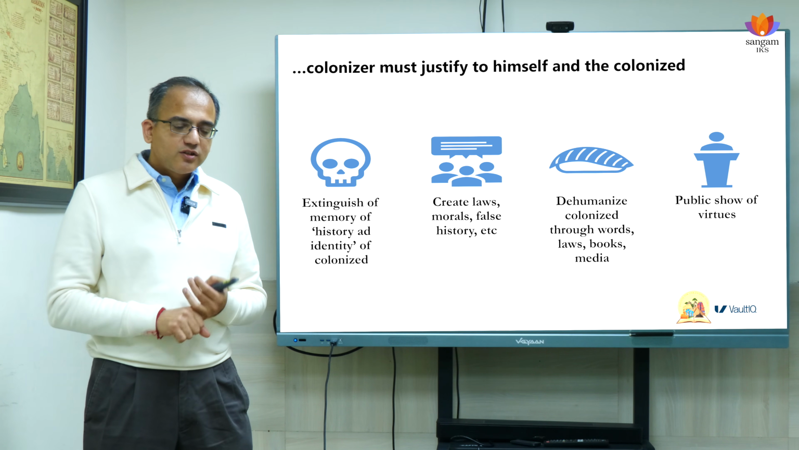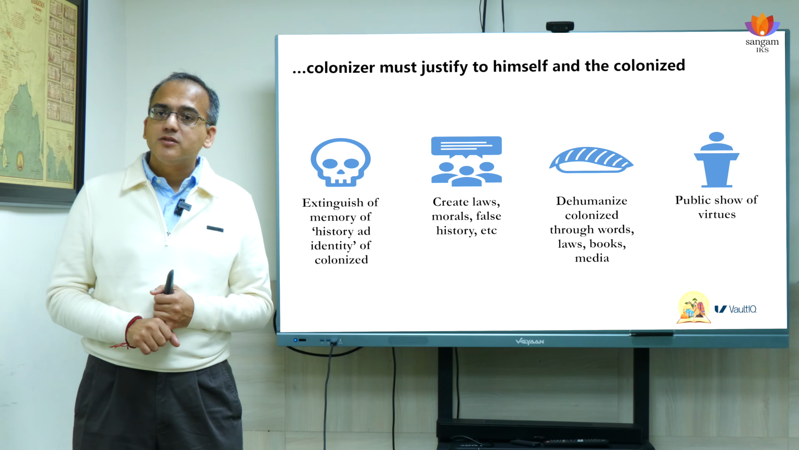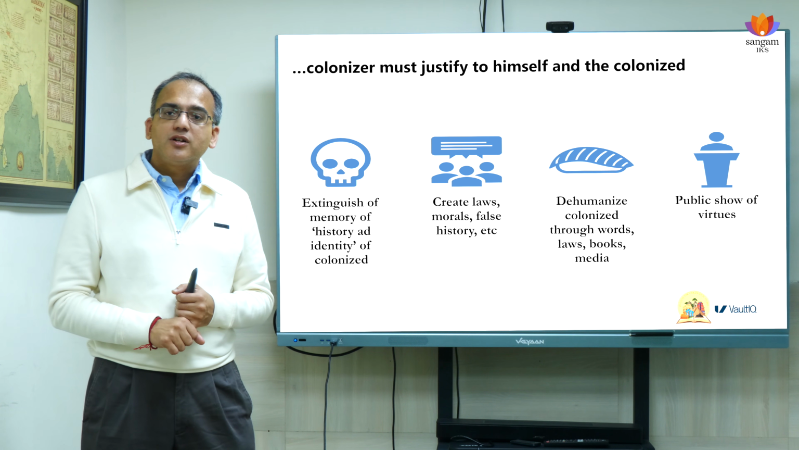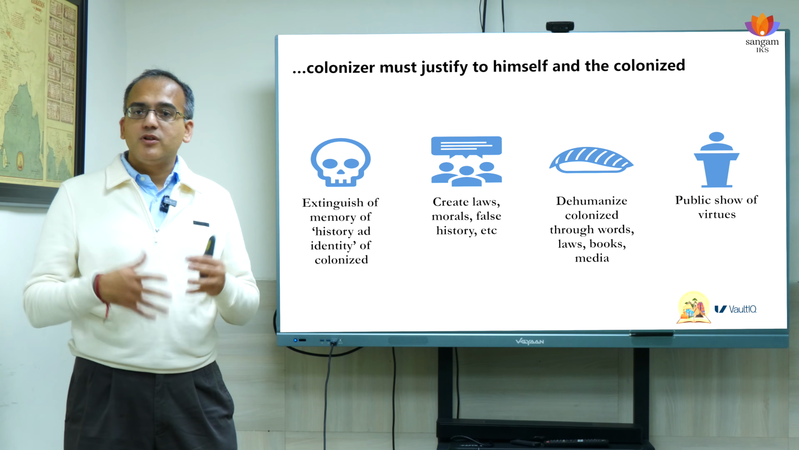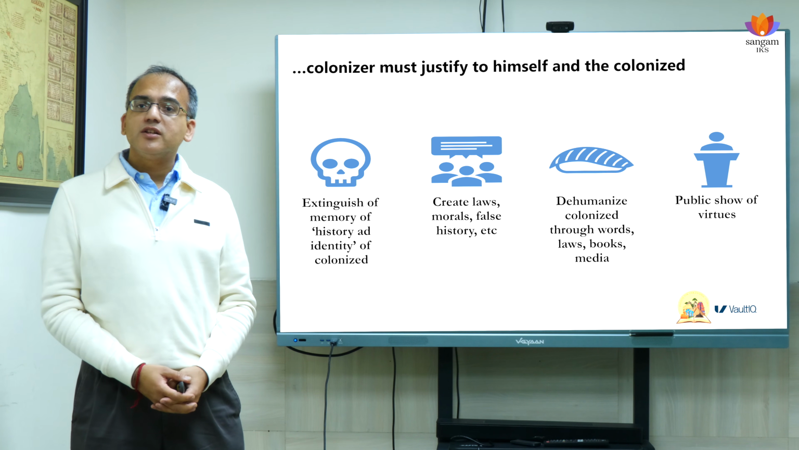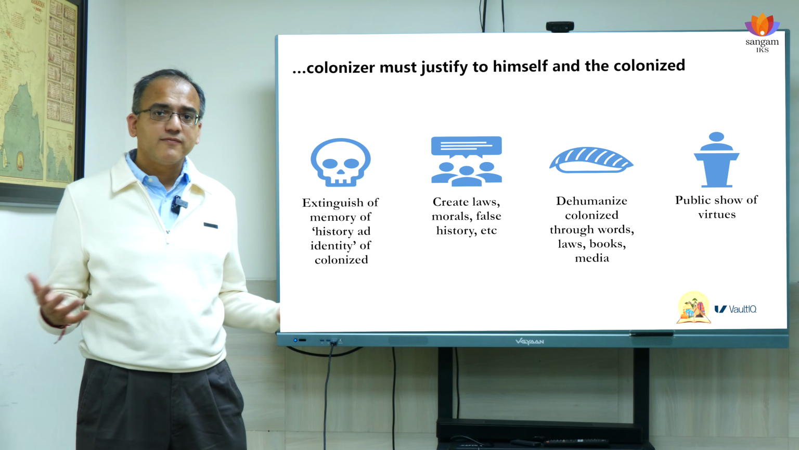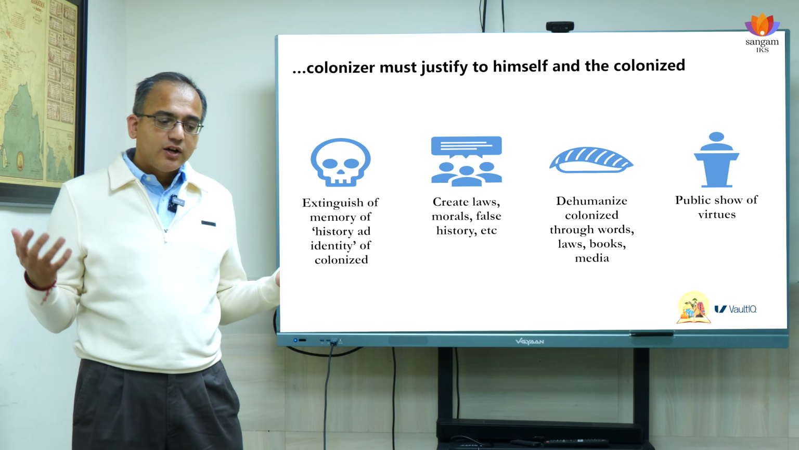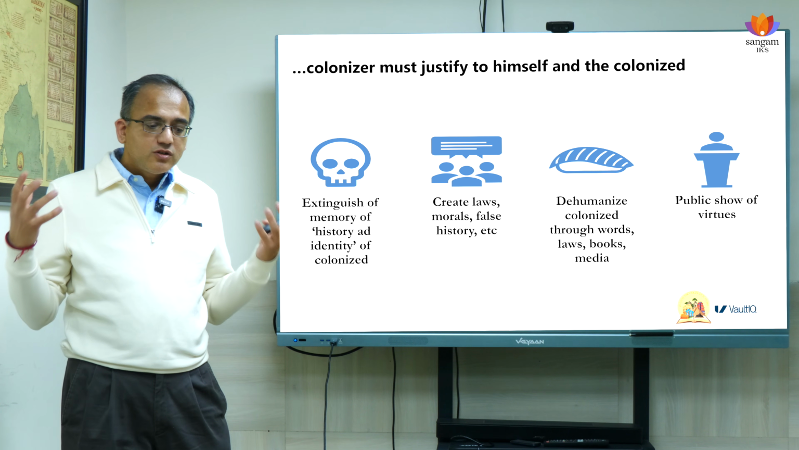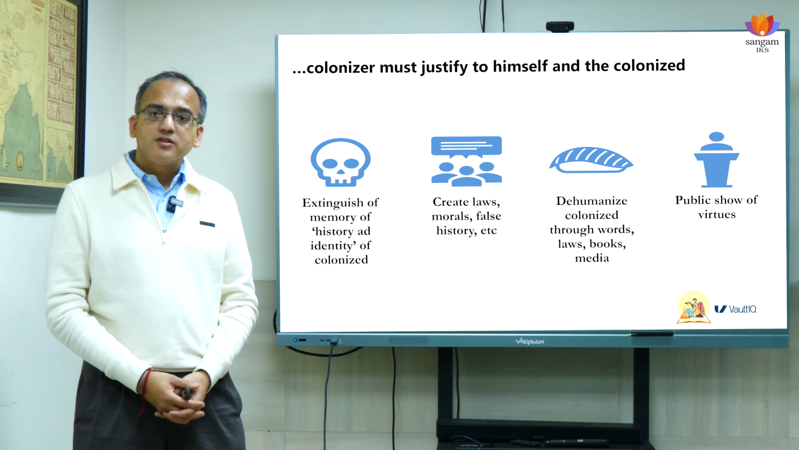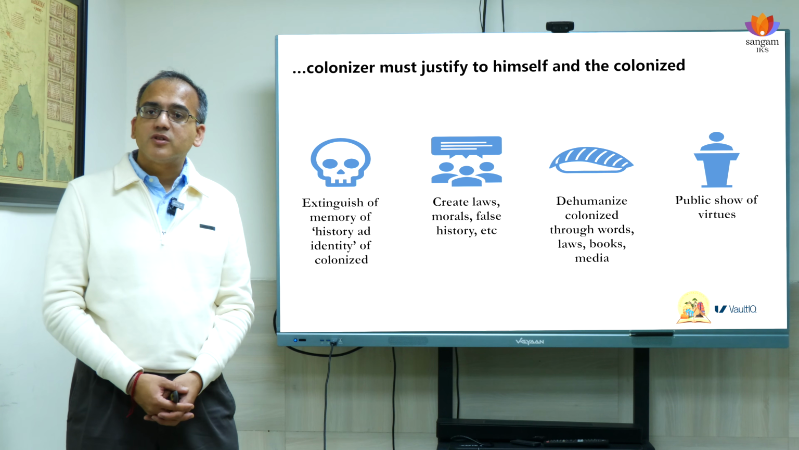Now, for example, to do that, they had to extinguish the memory of the history and identity of the colonized. There were people in Africa called the Nubians, which had an impact on France and Spain. Those people and their histories have entirely been erased through the colonial exercise in Northern Africa. We don't know anything about those people except for their names. Now, they also create laws, morals, and false history. Think about the amount of work that they have to produce to do this. This is not a single law. This is not a single book. It's not a single moral, and it's not a single story in history.